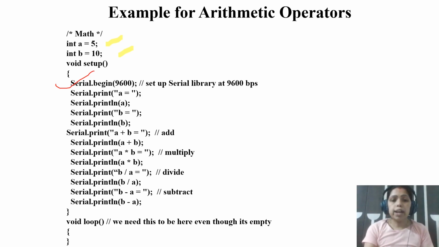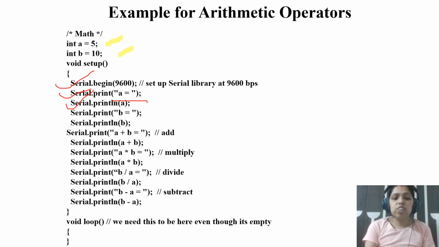So here you can write Serial.print. If you want to display any kind of text, you have to write the text within double inverted commas. Now you have to print the value, the A value, so Serial.println with A within brackets. Println means print new line. In this way you can print B.